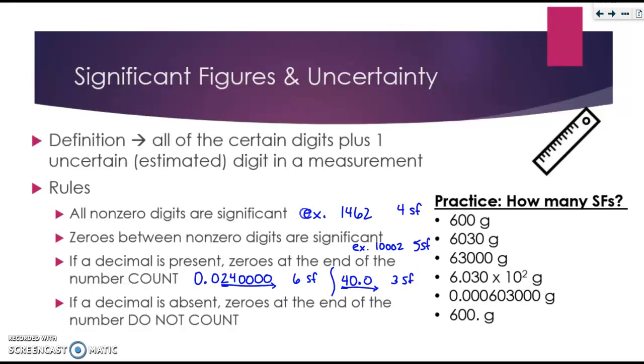If the decimal is absent, the zeros at the end of the number do not count. For example, if you had this, 402,000, you would say, oh, the zeros at the end don't count because that's what the rule says. So the 4, 0, 2 do. So this would be 3 sig figs. What I would like you to do is, using these examples and these rules, pause the video and try to determine how many significant figures are present in each of these practice problems.